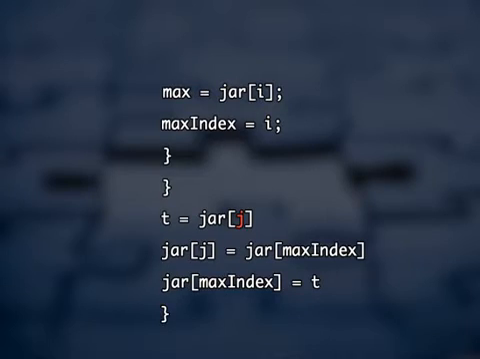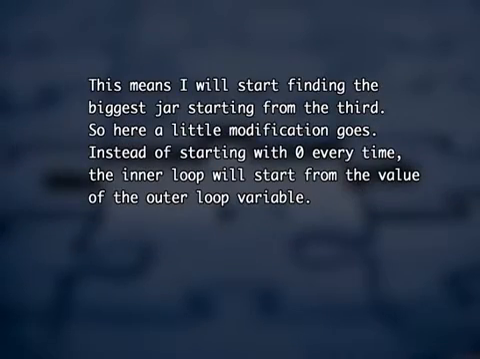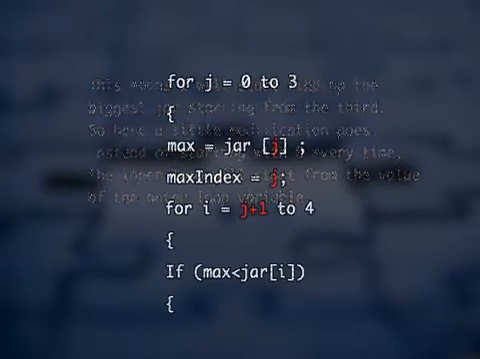Also, for the first time, I needed the biggest out of 5, which was then swapped with the first element. Then I needed to find the second biggest, which can be called the biggest jar ignoring the first one. Third time, when I needed to find the third biggest jar, I ignored the first two. This means I will start finding the biggest jar from the third. So here a little modification goes. Instead of starting with 0 every time, the inner loop will start from the value of the outer loop variable.